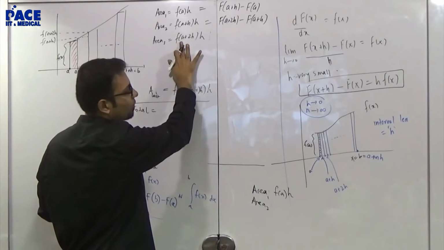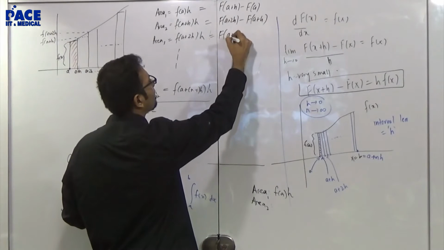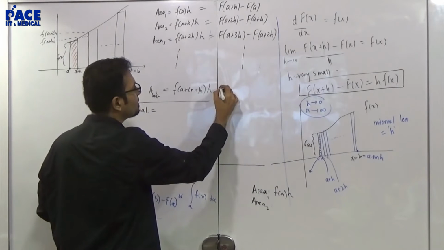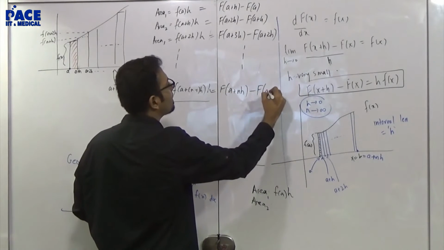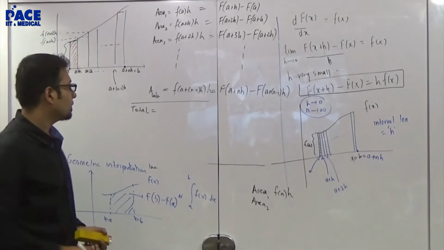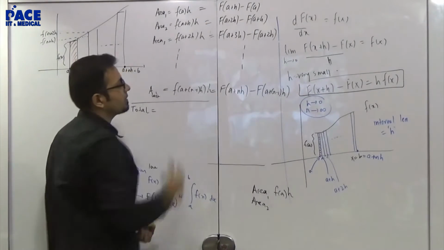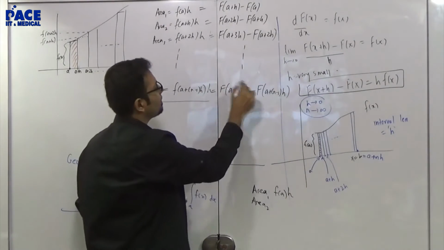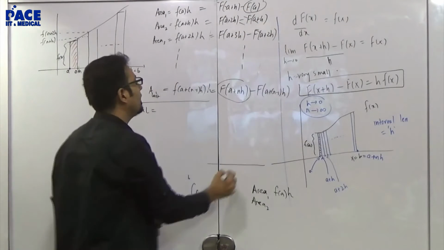Then put x as a plus 2h. So we will get a series like this. Okay, continuing like this, what will come at the last? f of a plus nh minus f of a plus n minus 1h. This is what? It's a telescoping series. So when you add them up, this is the total area. And what happens when you add this? Everything will cancel. Only this term and this term will remain. Correct? It got cancelled.